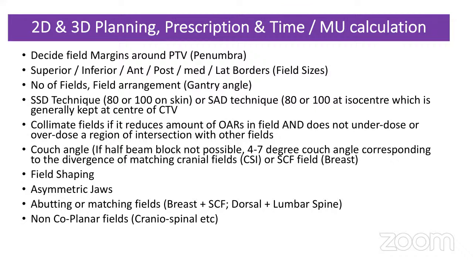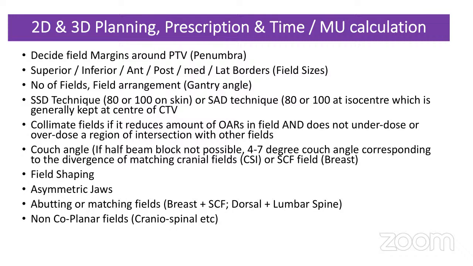Collimation of the fields is sometimes required if it reduces the amount of the organs at risk in the field and does not underdose or overdose a region of intersection with other fields. And if you're using parallel opposed fields, generally the collimation will be the same in both fields. Otherwise, if one of the parallel opposed fields is collimated this way and the other is not, then you would have an area, part of the target volume, which is not covered in, say, the right lateral field or anterior field and covered in the other field.